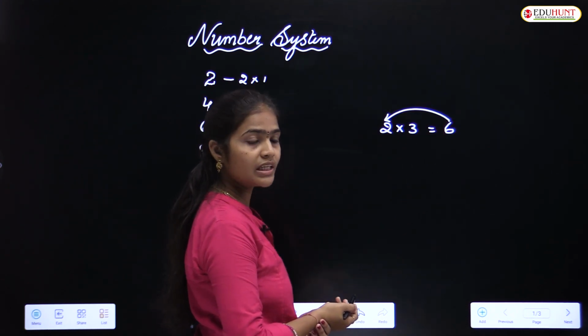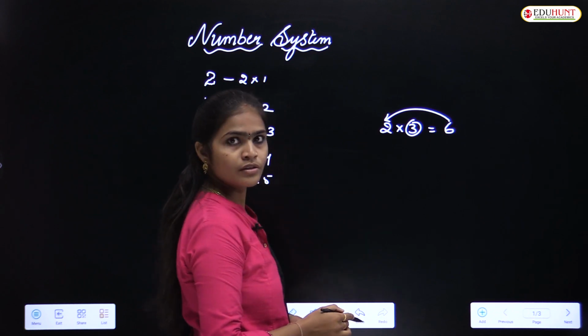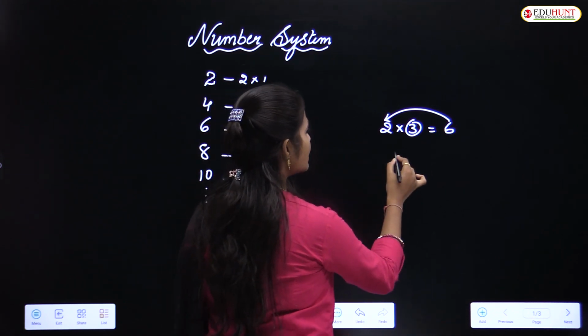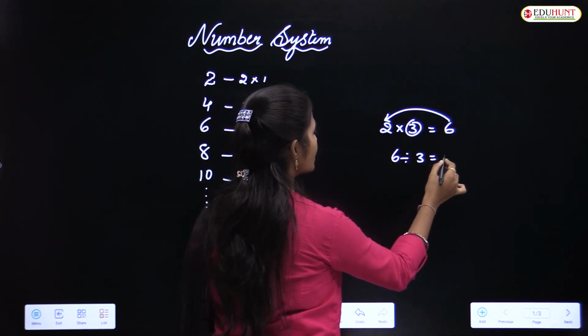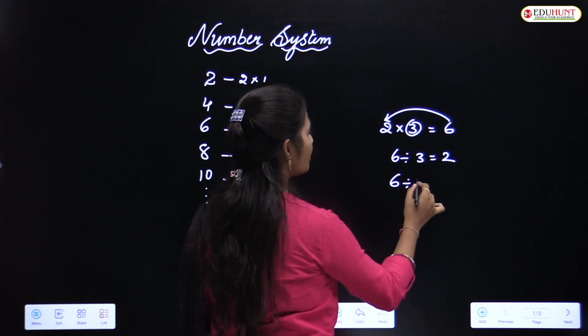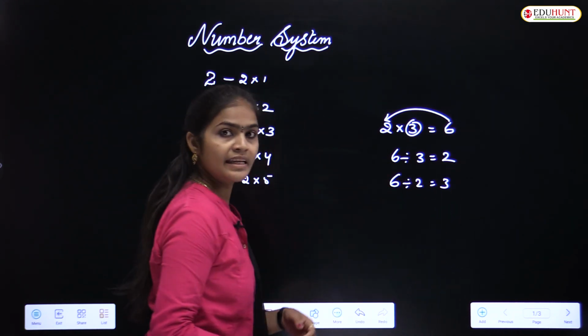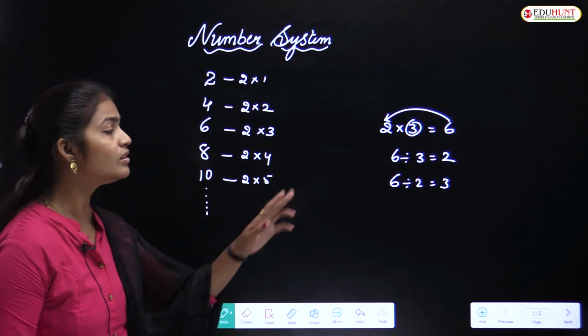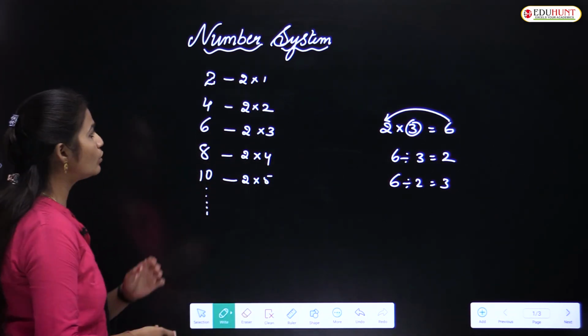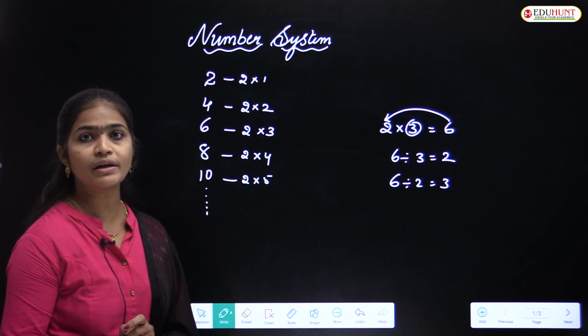So what is the quotient here? The quotient is 3 only, no? So again we can write this as 6 divided by 3 is equal to 2, or 6 divided by 2 is equal to 3. In these three manners also we can write, no? That's why I wrote here 2 into 2, 2 into 3, 2 into 4, 2 into 5 and so on.